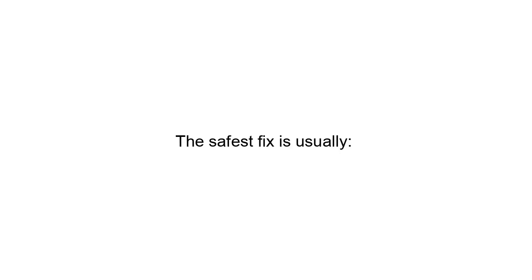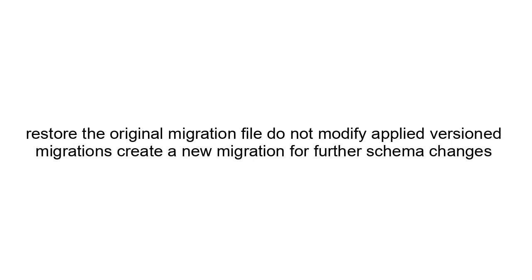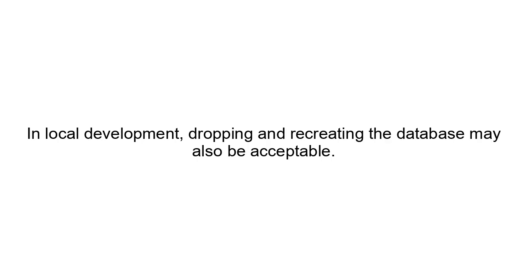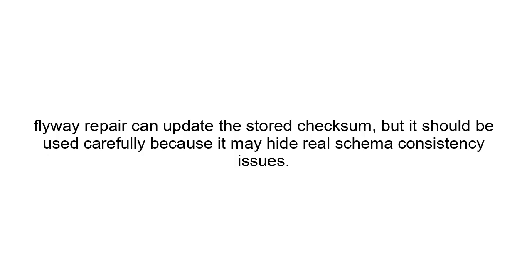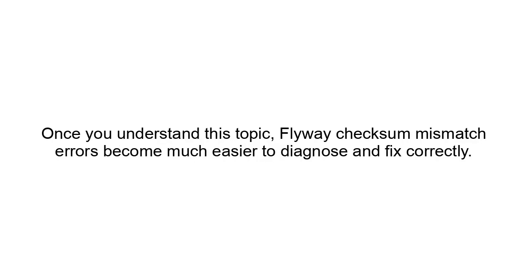The safest fix is usually to restore the original migration file. Do not modify applied versioned migrations. Create a new migration for further schema changes. In local development, dropping and recreating the database may also be acceptable. Flyway repair can update the stored checksum, but it should be used carefully because it may hide real schema consistency issues. The key idea is applied Flyway migrations should be treated as immutable history. Once you understand this topic, Flyway checksum mismatch errors become much easier to diagnose and fix correctly.